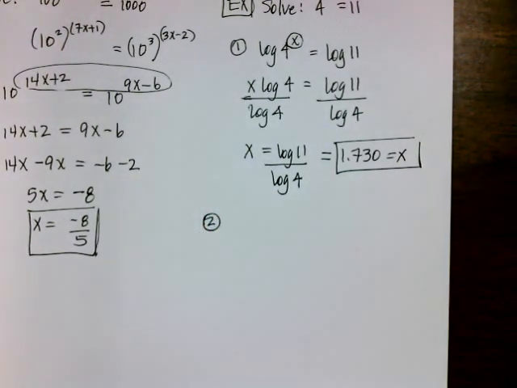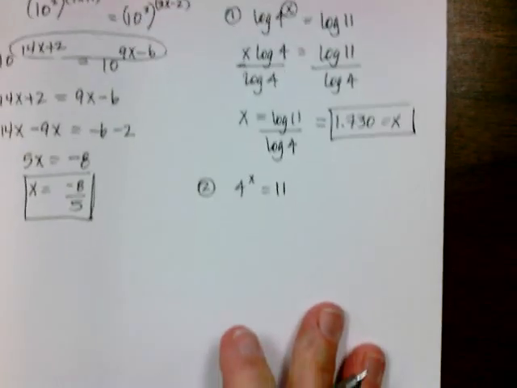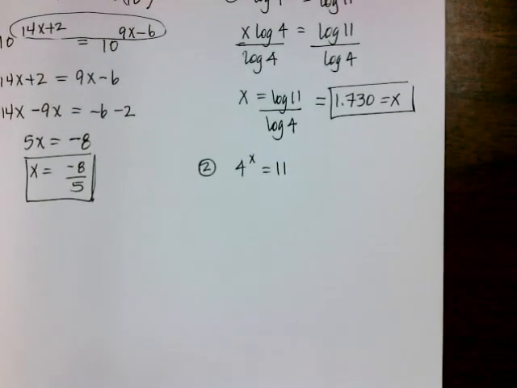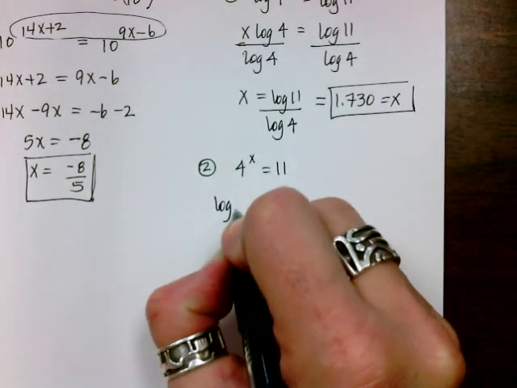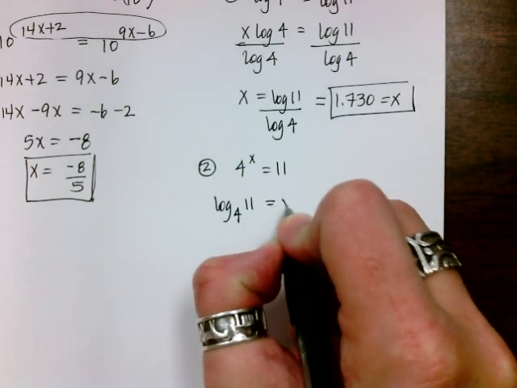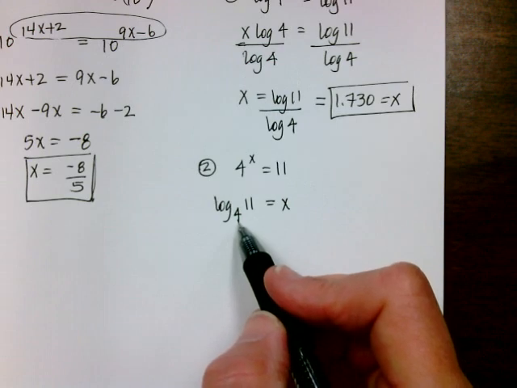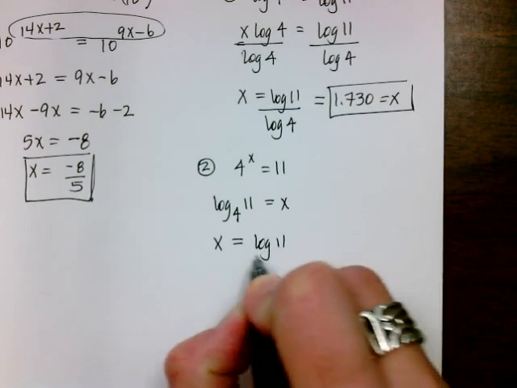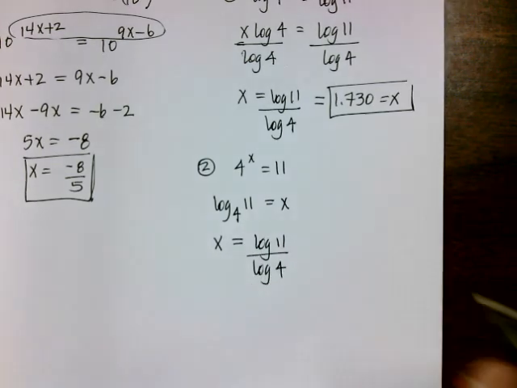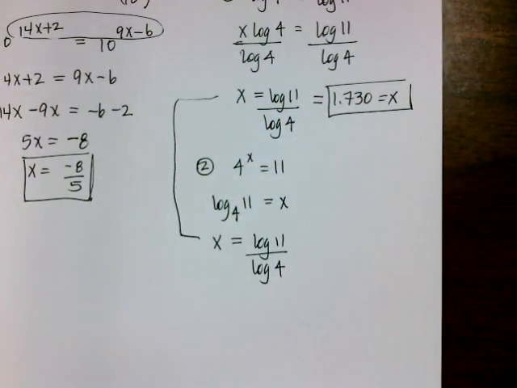Okay, so the problem started, and I'll write it here so you can see it. 4 to the x is equal to 11. It started in exponent form, so what if I converted it to log form? So I would do the log base 4 of 11 equals x. I can't do this in my calculator because it's a base 4, but I could do the change of base formula. So I could do x is equal to the log of 11 divided by the log of 4. And notice I got the same thing regardless which way I did it.